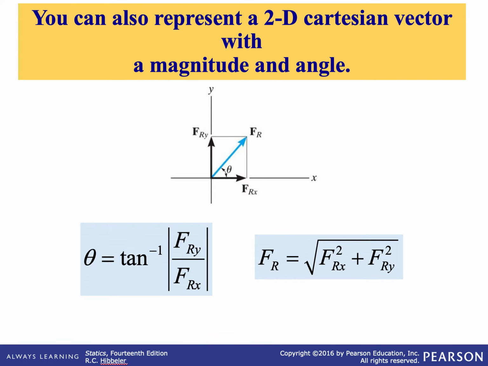If you have FRx and FRy and they are in the positive direction of each axis, the resultant FR is the square root of FRx squared plus FRy squared. That's the Pythagorean theorem. And you can find theta as the tan inverse of the y component divided by the x component, so FRy divided by FRx, the absolute value. We will talk in class, when we meet in person, about how to implement this if the components are on negative axes, not the positive axes. So we'll solve a couple of problems about that.